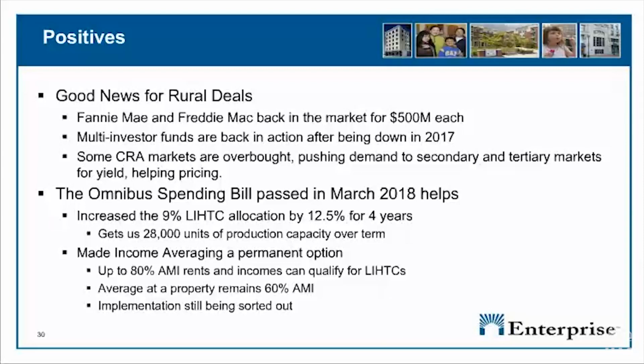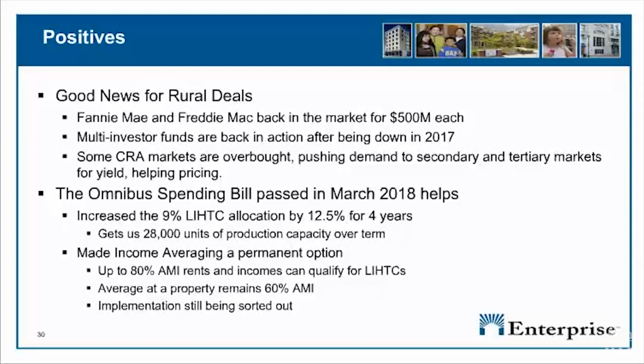And then more recently in March, the omnibus spending bill passed, which increased the 9% credits by 12.5% over the next 4 years. That will get the industry about 28,000 more units of production over that 4 years. So that helps offset the overall loss associated with tax reform. And I'm seeing deals getting done with that increment right now.